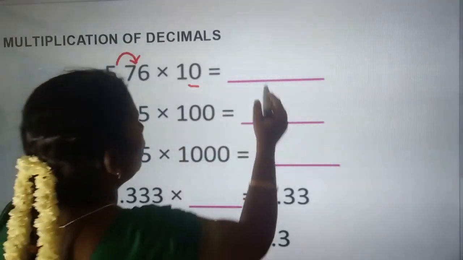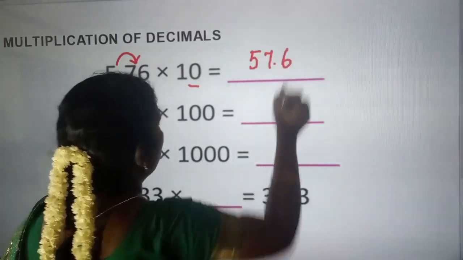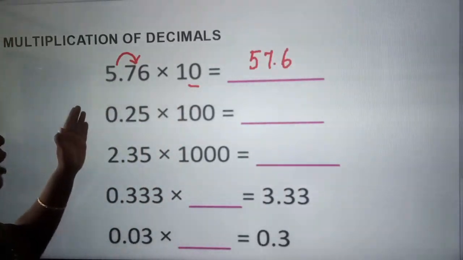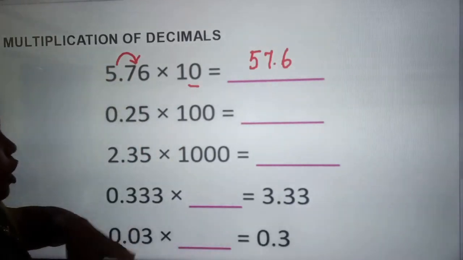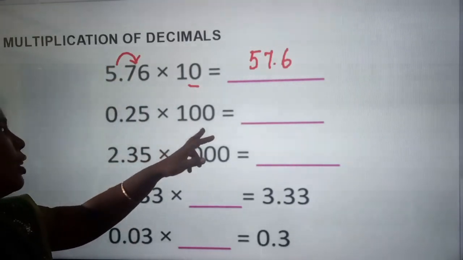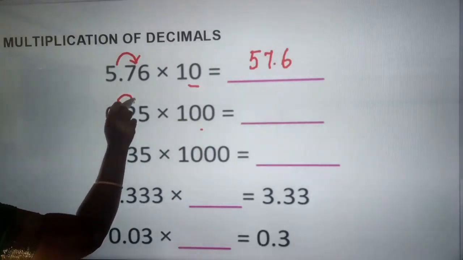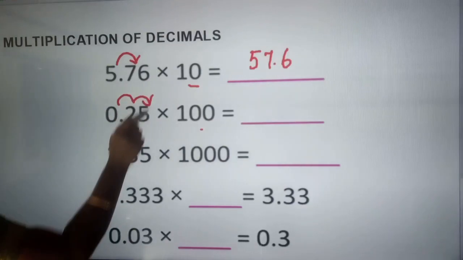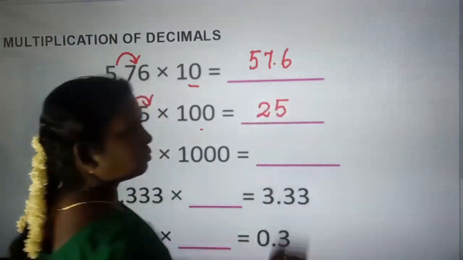See நம்ம இப்படி மல்டிப்ளை பண்ணும்போது நமக்கு என்ன ஆன்சர் வரும்னா 57.6. ஒரு 0 இருந்துச்சுன்னா decimal point 1 number right side move ஆகும். இங்க பாருங்க 2 zeros are there. We are multiplying with 2 zeros. It is 100. Decimal point moves 2 places to the right side. Therefore the number is 25.